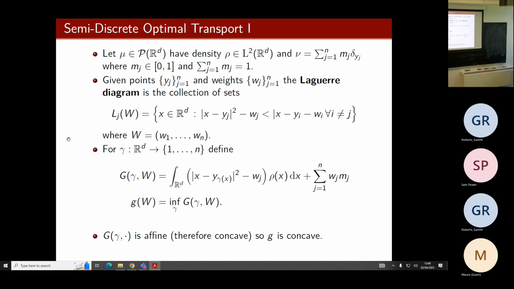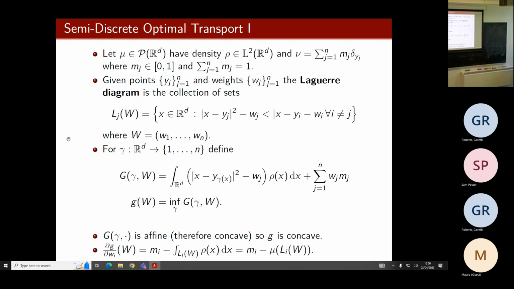Okay, so I just wanted to make the comment that because this capital G is affine, it's concave. So when we take the infimum over a collection of concave functions, we end up with another concave function. So this little g here is concave. I also want to make a relaxed sort of derivative. Relaxed in the sense that I'm not really being rigorous about this.